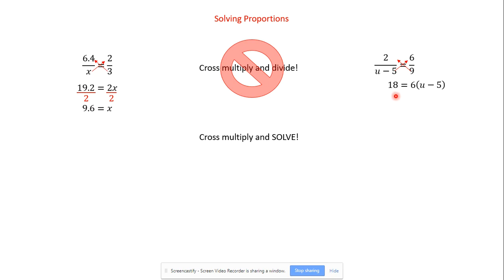And so to solve this, again, we could divide by 6 and then have 3 equals u minus 5, add 5, or we can distribute that 6, add 30, so you get 48 equals 6u, divide by 6, and we get u equals 8. So cross multiply and solve is how you want to solve the proportions, because they'll have things like this. We may have variables on both sides of the equation. We may have a lot of things, but really it's just the way the equation is set up. We can solve it like any other linear equation.